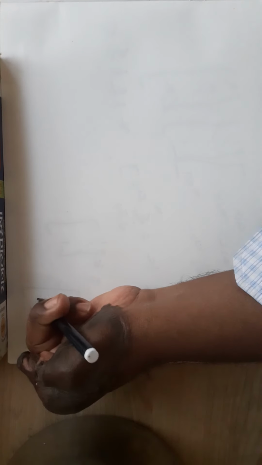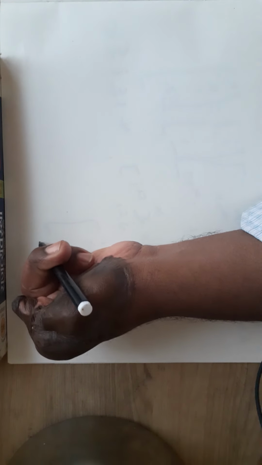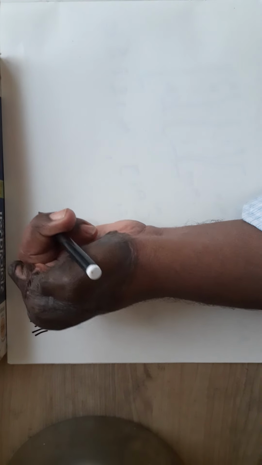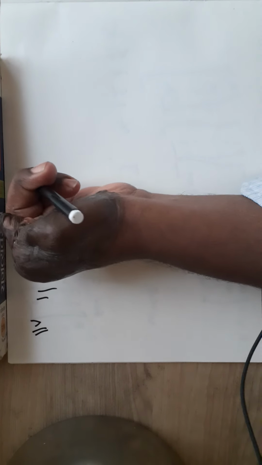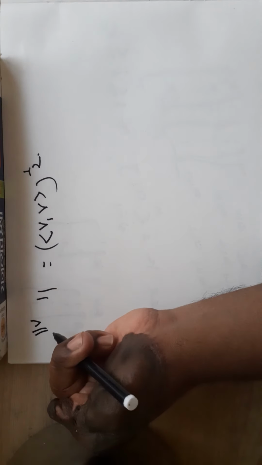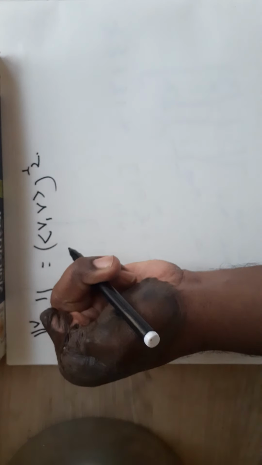Now, norm of a vector. Here, for any vector v belonging to V, the norm of v is defined as angle bracket v comma v raised to power half. Here, this is the norm of v. The norm of v is a non-negative real number.